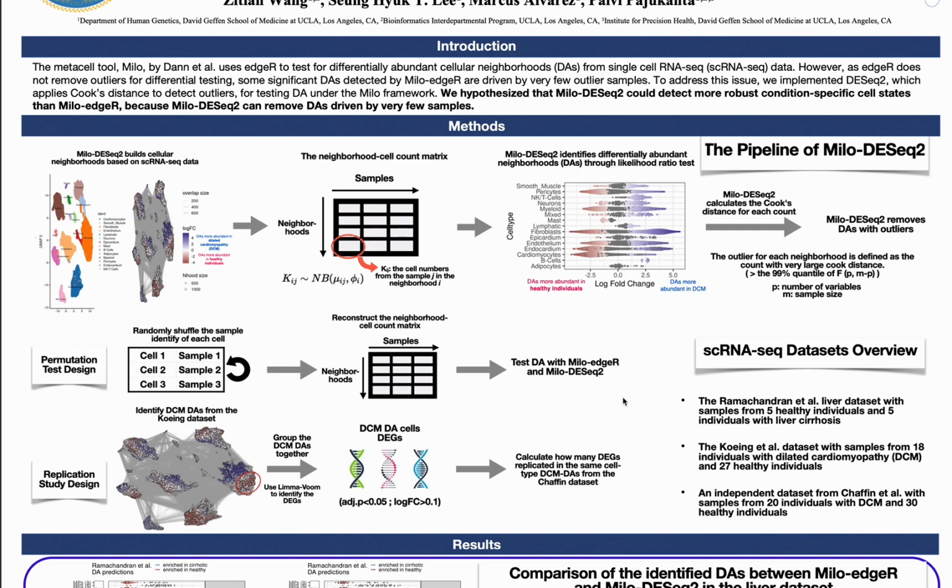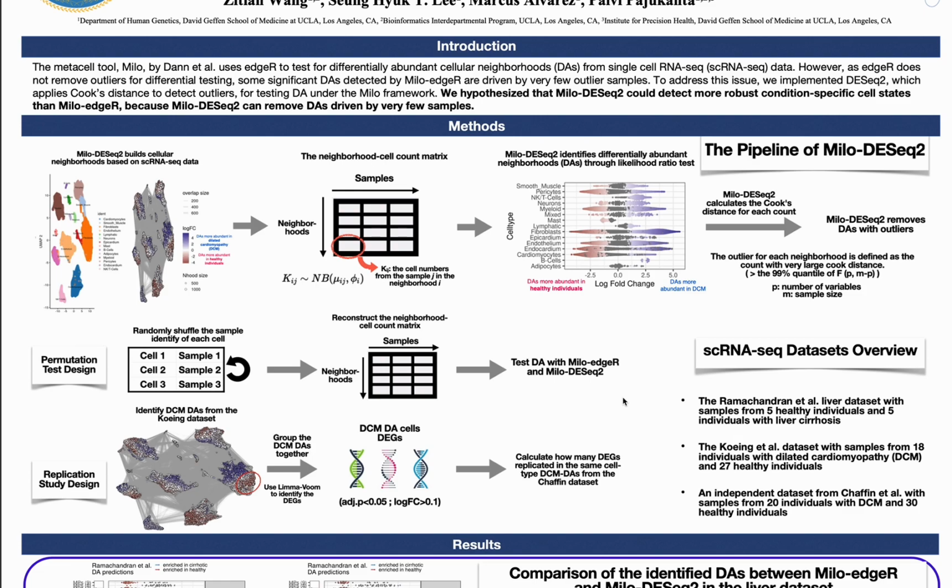Next, Milo-DESeq2 applies the likelihood ratio test to identify the condition-specific DAs. Finally, Milo-DESeq2 will calculate the Cook's distance for each cell count and remove DAs with outliers, which is the DAs that contain cell counts with very large Cook's distance.